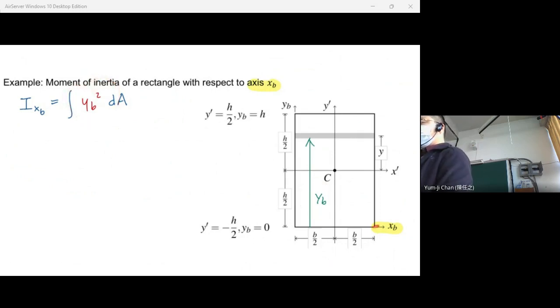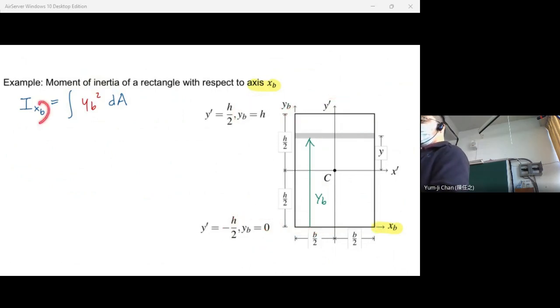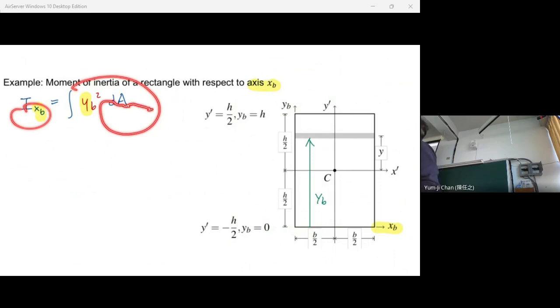So on this line yb is equal to 0, and on this line yb is equal to h. Because this one is xb, because this one is x, so this one should be y. Always remember this. If we have Ix, then in the integral we have y. It's okay.